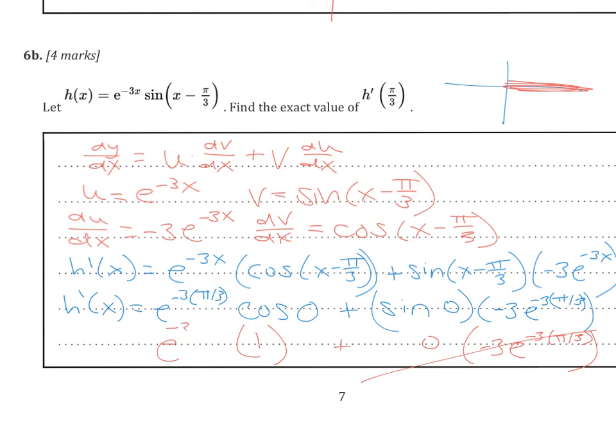And negative 3 times pi over 3 would be negative 3 pi over 3. And so, like we said, this part over here has canceled out because of the 0. We know anything times 1 is just itself, so we are just left with e to the negative 3 pi over 3, which is just e to the negative pi. And that's our final answer.